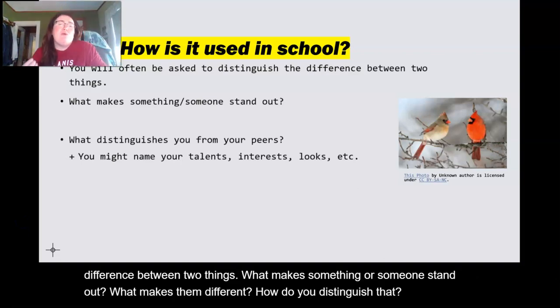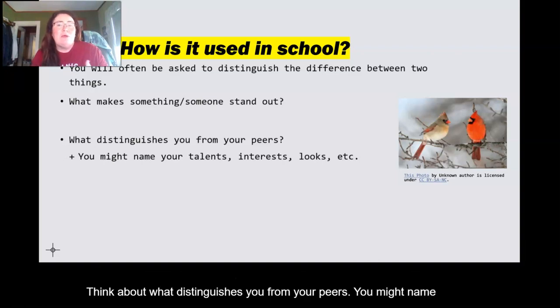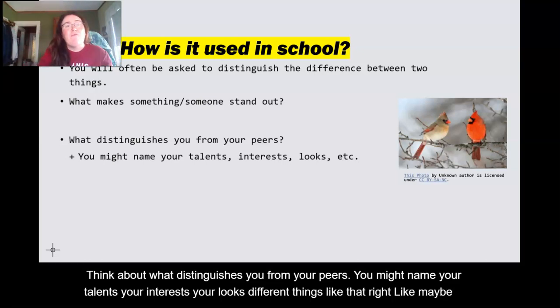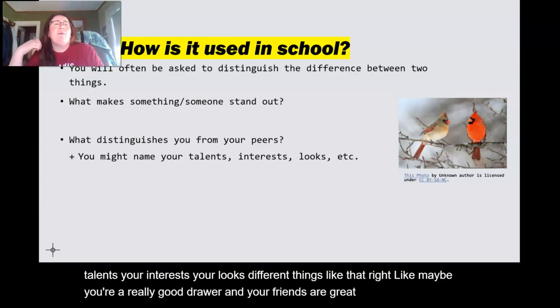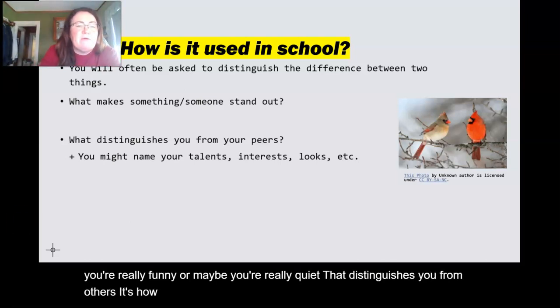Think about what distinguishes you from your peers. You might name your talents, your interests, your looks, different things like that, right? Like maybe you're a really good drawer and your friend's a great soccer player. Maybe you're really funny, or maybe you're really quiet. That distinguishes you from others. It's how we tell you apart from others.